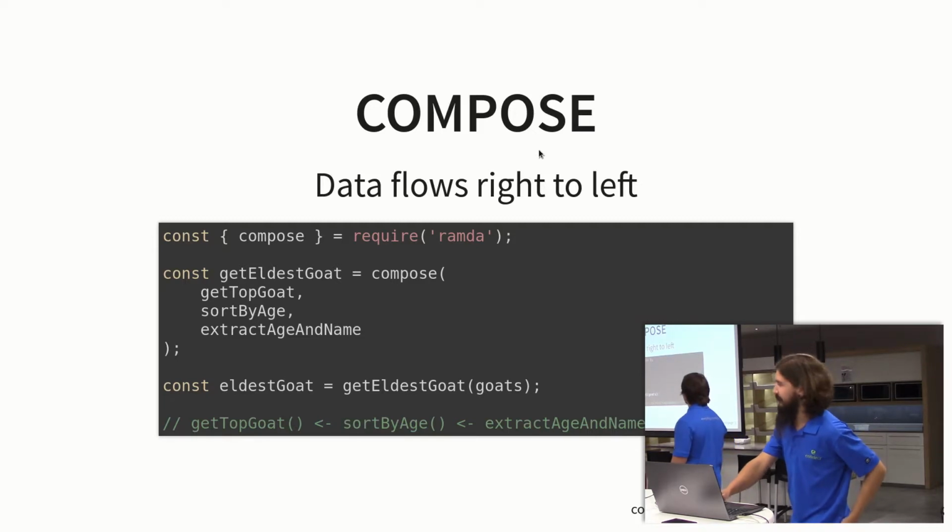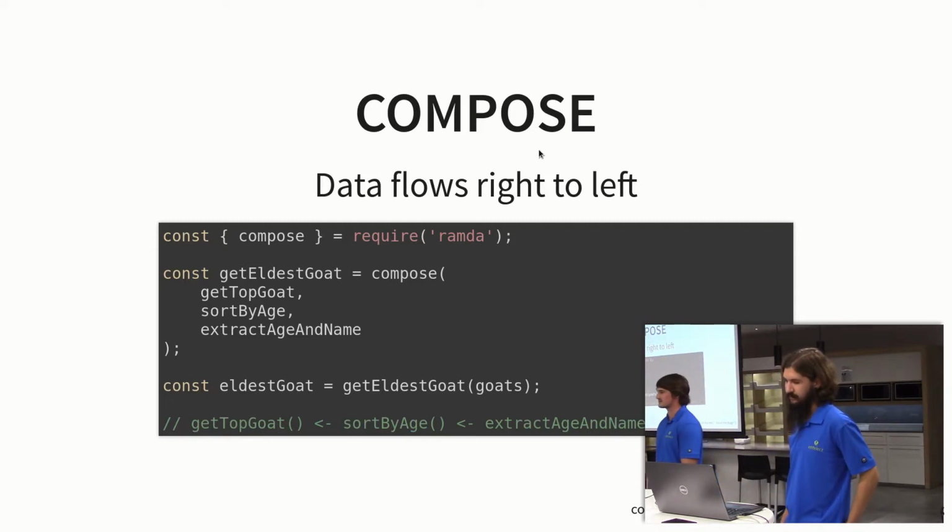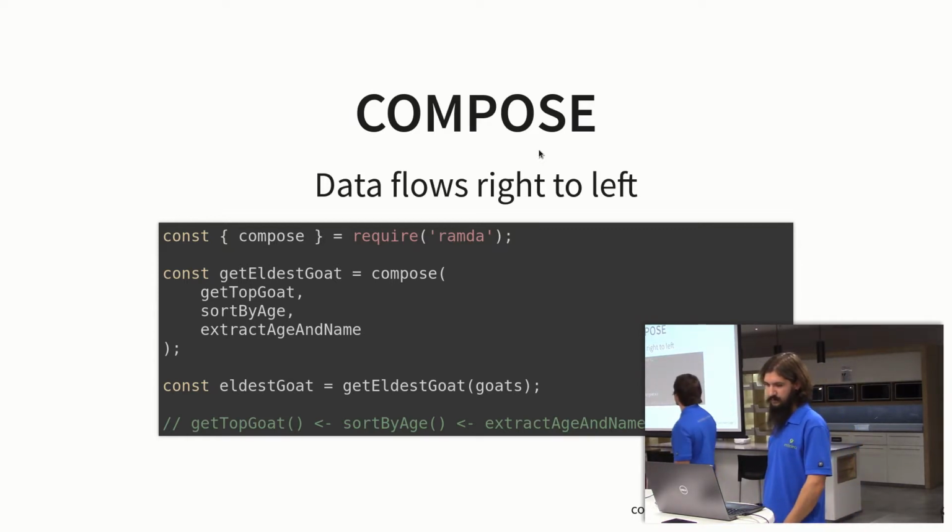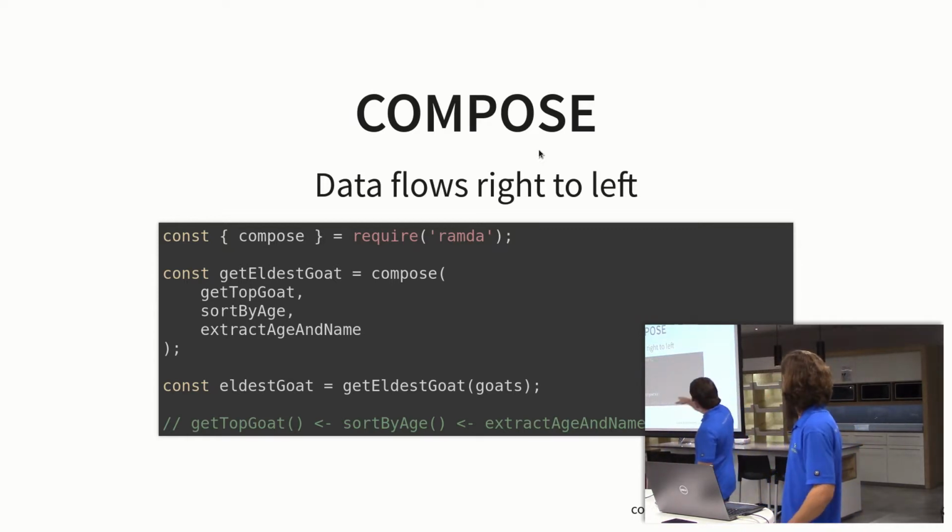compose. Okay. So compose is a function that you use every day in Ramda. It's the best. All you do is you define all the functions that you want to run, okay, and they are in reverse order to how you're reading them right now. And then when you apply it, your data gets passed through from right to left. So if we look at our getOldestGoat function that we define, we've got all our functions: extract age and name, sort by age, and get top row. That's the order.